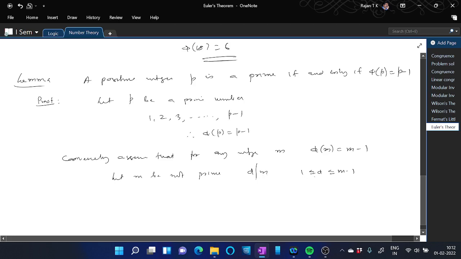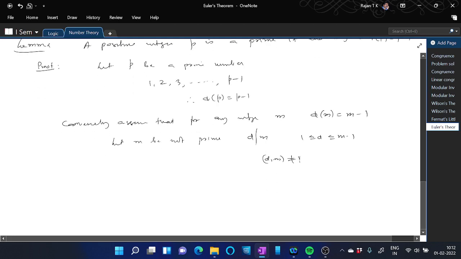So that divides m. Since d divides m, gcd of d and m is not equal to 1. That is, d and m are not relatively prime. So there is a number which is less than or equal to m minus 1, which is not relatively prime with m. And therefore, if you compute phi of m, it will definitely be less than m minus 1, because there are m minus 1 possibilities. This d can be one of these, from 1 to m minus 1. But gcd of d and m is not equal to 1 means this d is not relatively prime with m, and therefore in the calculation of phi of m it will be less than m minus 1. Phi of m is less than m minus 1, which is a contradiction.